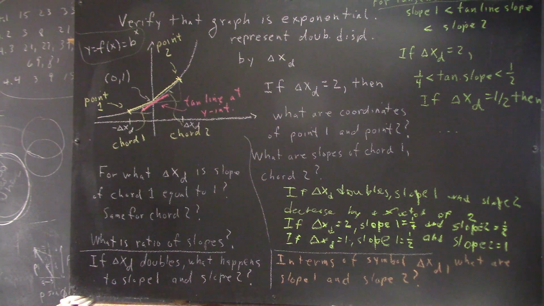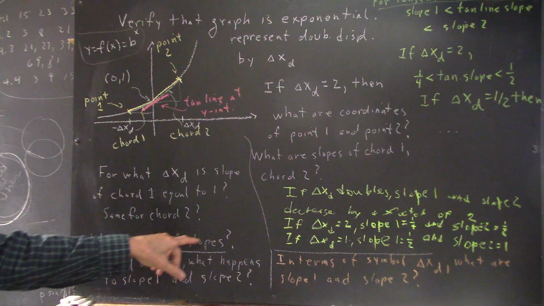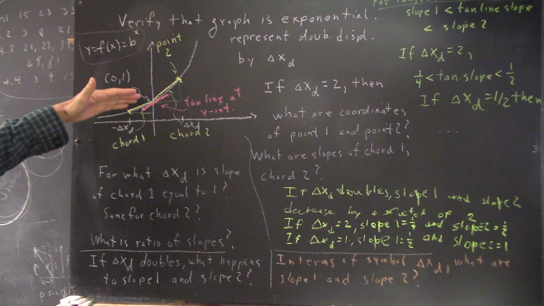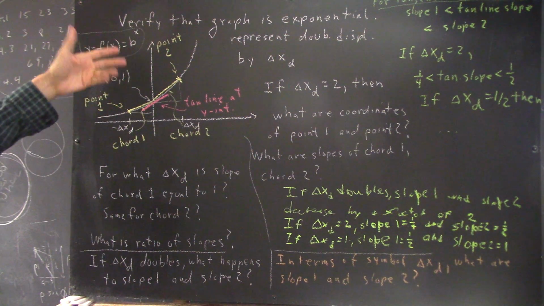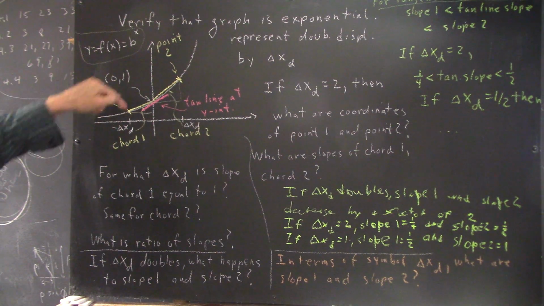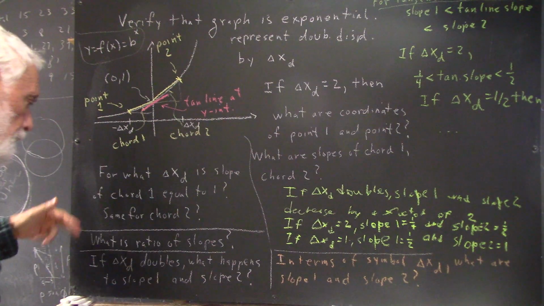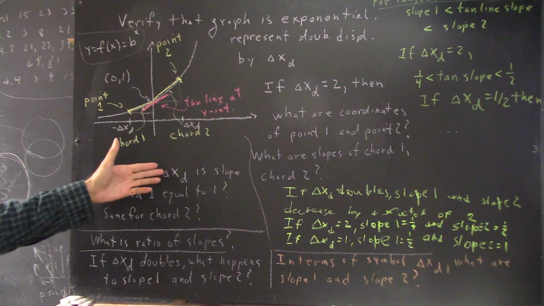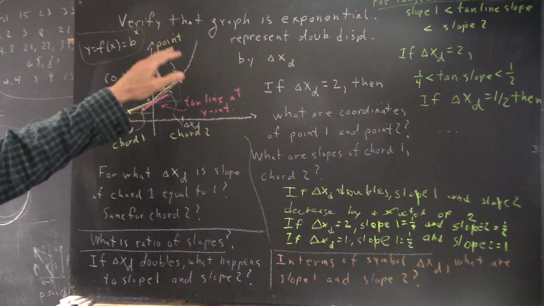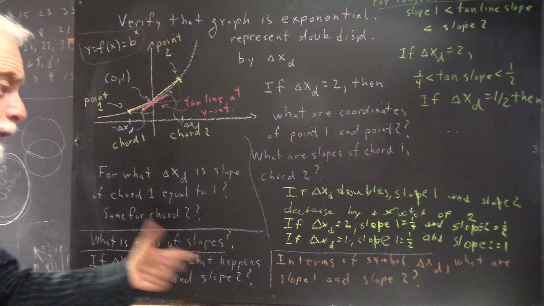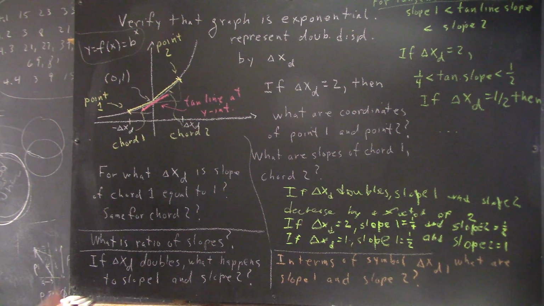Okay. What's the ratio of the slopes of chord 2, say the slope of this chord, to the slope of this chord? Okay. Now that's unrelated to these two questions. Just for a given doubling displacement, what's the ratio of the slopes? Does that ratio depend on the doubling displacement? Would it be different for different doubling displacements?